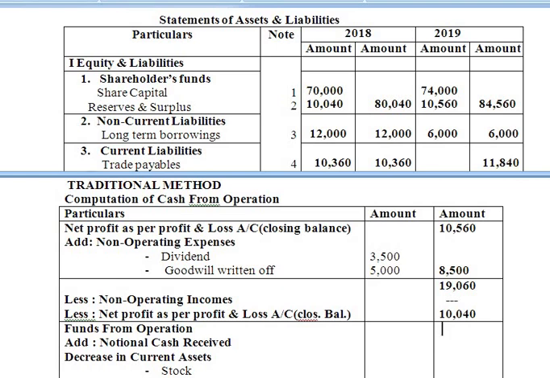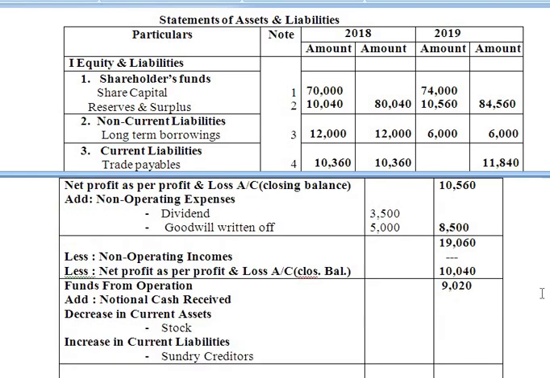Okay, so the balance is how much? 9,020 rupees. Next, add what? Notional cash received. In notional cash received, there is decrease in stock. Okay, we have done already this calculation, no need of repeating the same.